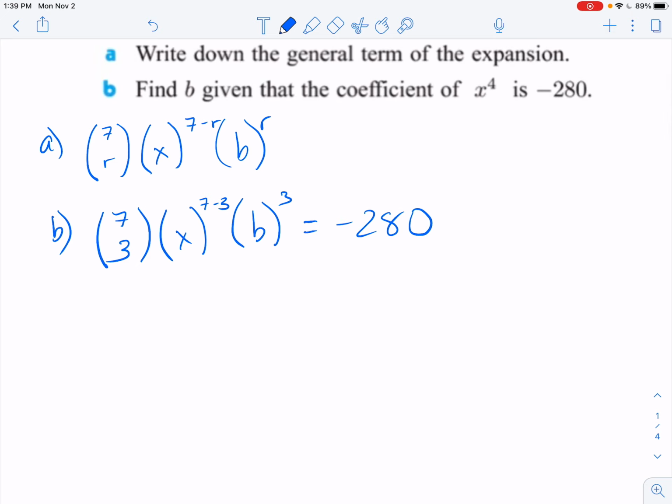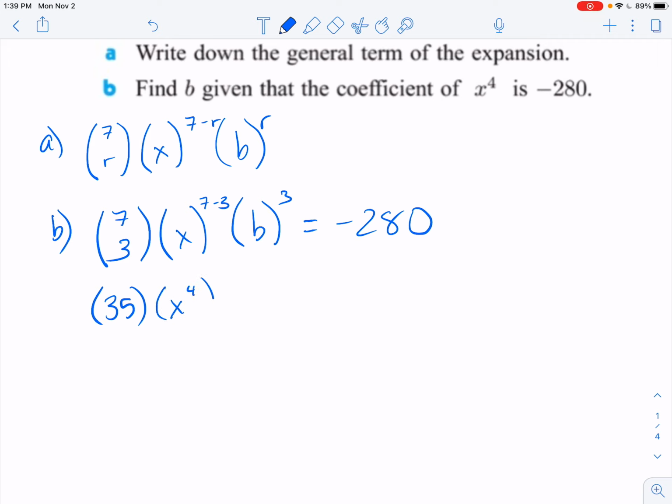I have a calculator nearby. I go option over to probability. There we go. 7 choose 3 is 35. This piece right here is 35. This is now x to the 4th. And this becomes b cubed is equal to -280.